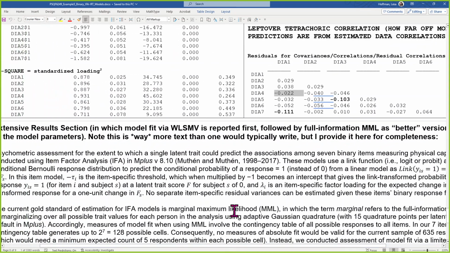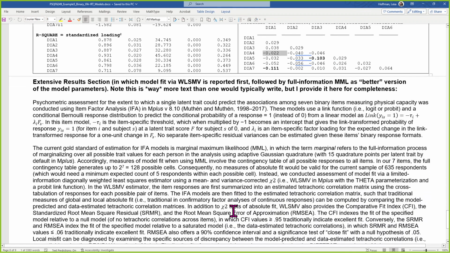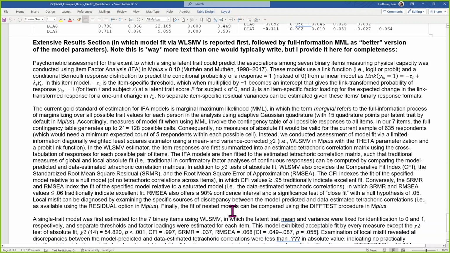Okay, so this is way more words than anyone would ever write in a results section. But because this stuff is confusing, I wanted to write down as much as humanly possible to describe the process and the estimation and all the vocabulary words. So you will have that if you're using binary data for homework 5. You'll get to play with these models for that. Most of you will be using ordinal data instead, so that will be the next example.